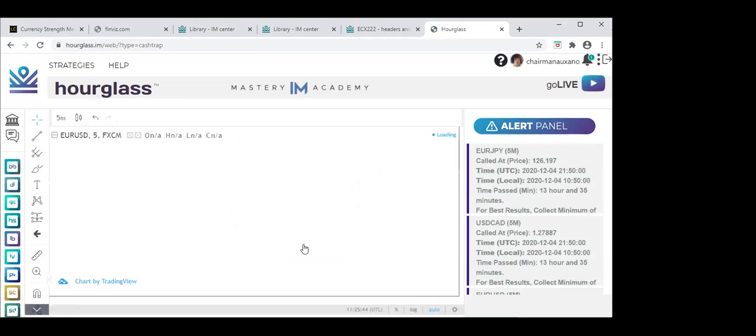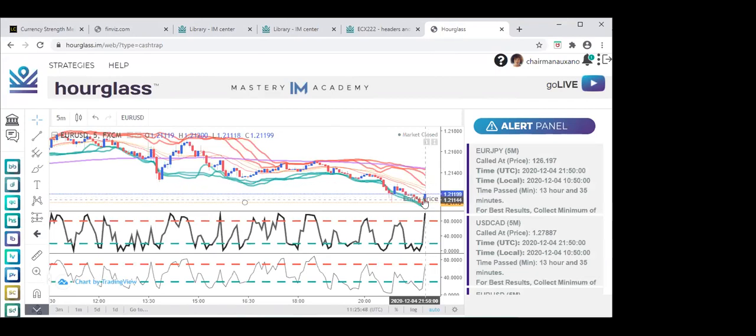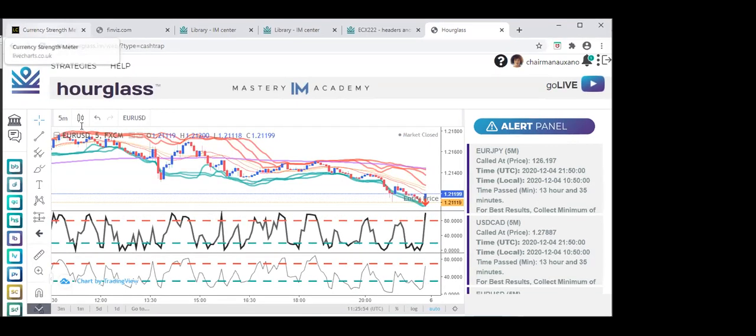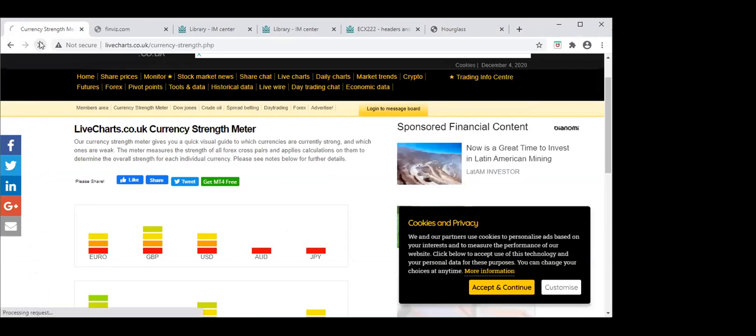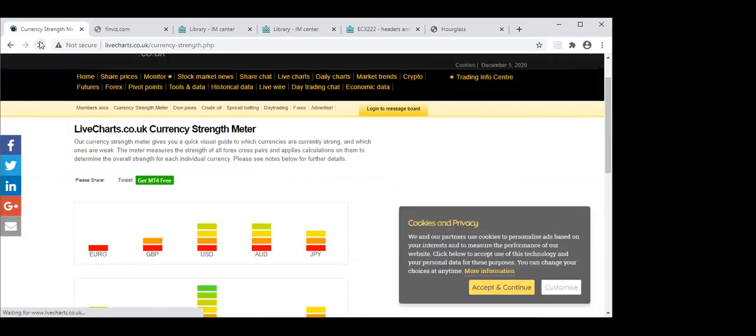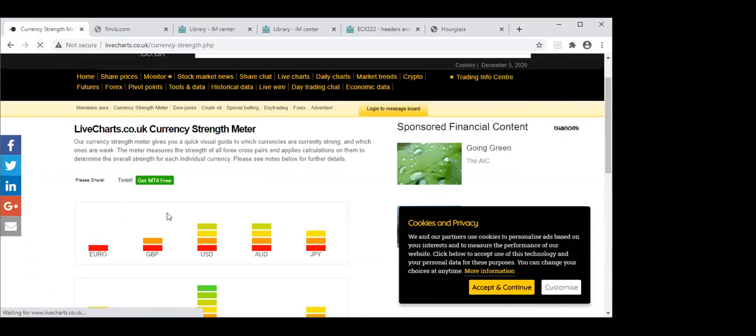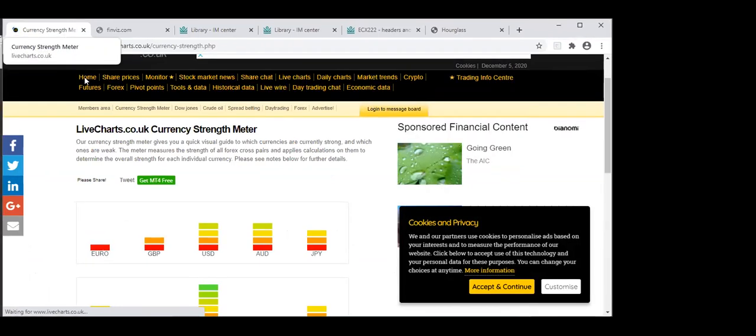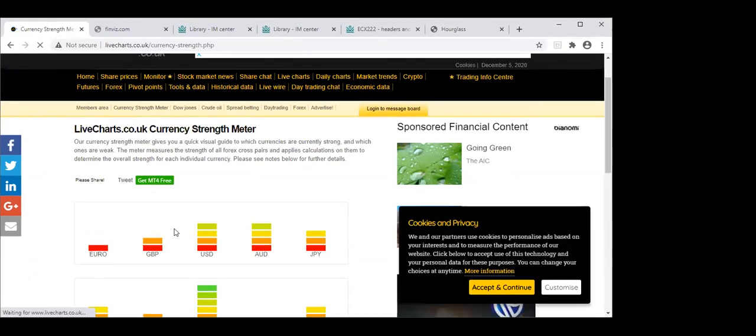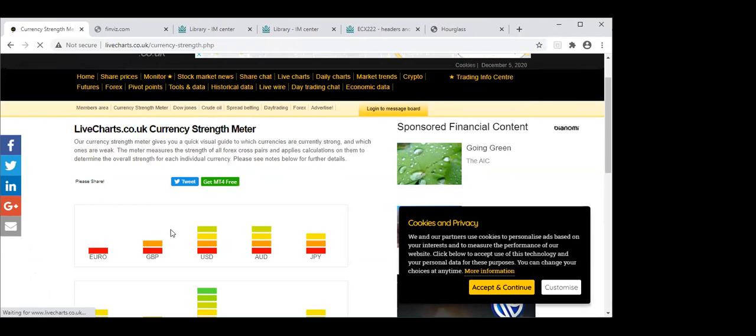Immediately you look at it, you see an arrow. Okay, this is a down arrow. As you're seeing a down arrow, what's the next thing you check? You check the currency strength. You see it on livechat.co.uk. Cashtrap 2.0 should be up this weekend. With Cashtrap 2.0, you don't even need to check this currency strength because it has currency strength built into it. Looking at the strength of euro and US dollar, you can see that euro is weaker than US dollar. That means this down arrow is good.